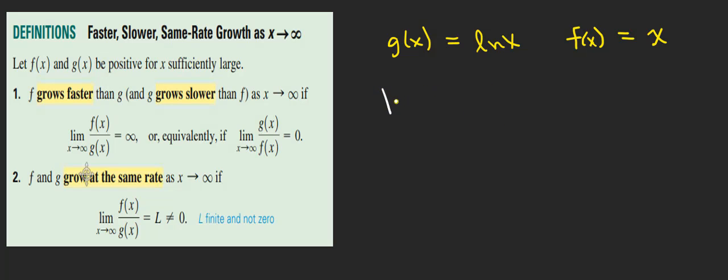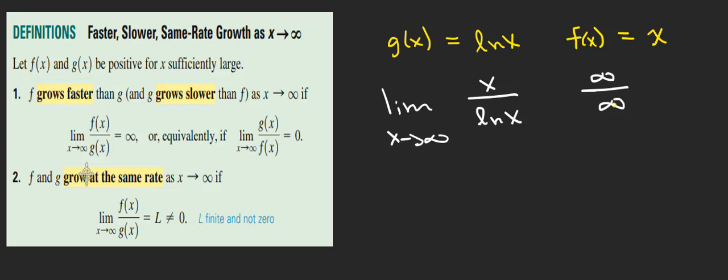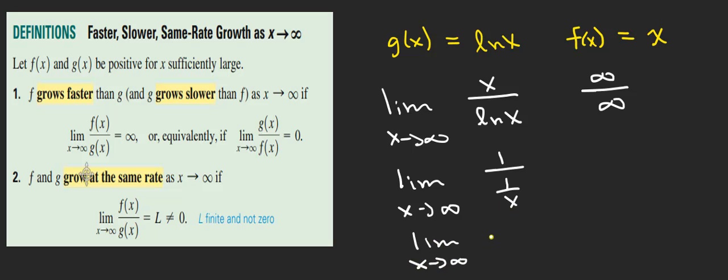Now what happens when you put x on top and natural log of x on the bottom? When x goes to infinity, you still get infinity over infinity. So we could apply L'Hopital's rule. You get the limit as x goes to infinity. The derivative of x is 1. The derivative of natural log of x is 1 over x. When you simplify that, you get the limit as x goes to infinity of x, so it equals infinity.